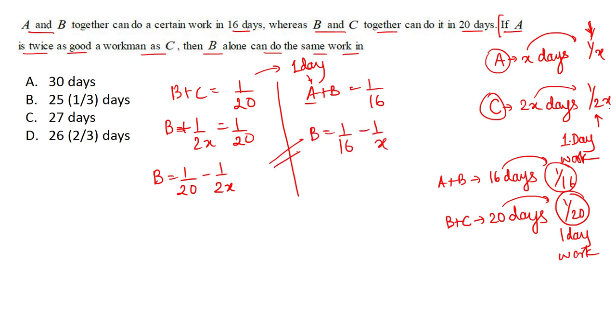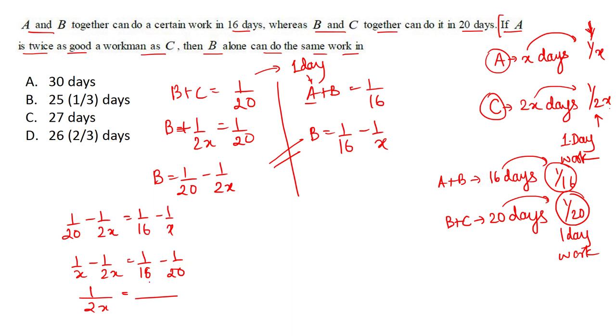Now we are going to equate both these equations. What are you going to get? 1 by 20 minus 1 by 2x would be equal to 1 by 16 minus 1 by x. So I'll have 1 by x minus 1 by 2x equal to 1 by 16 minus 1 by 20. Here the LCM is 2x, so 2 minus 1 is 1. That would be equal to, with the LCM being 80, 5 minus 4 is 1. So 1 by 80. X comes out to be 40. That means A completes the entire work alone in 40 days and C completes the entire work alone in 80 days.